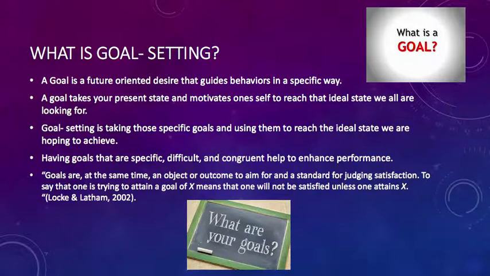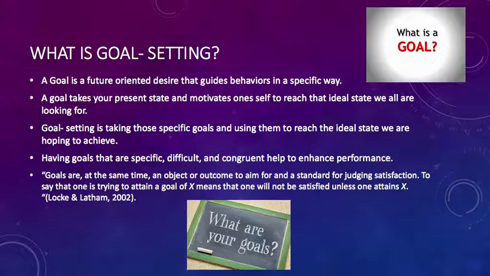So, first, we're going to start with what goal setting is and what a goal actually is. A goal is a future oriented desire that guides behaviors in a specific way. A goal takes your present state and motivates oneself to reach that ideal state that we're looking for. Goal setting is taking those specific goals and using them to reach the ideal state we are hoping to achieve. And having goals that are specific, difficult, and congruent helps enhance our performance.